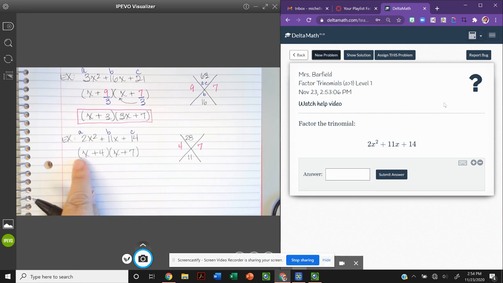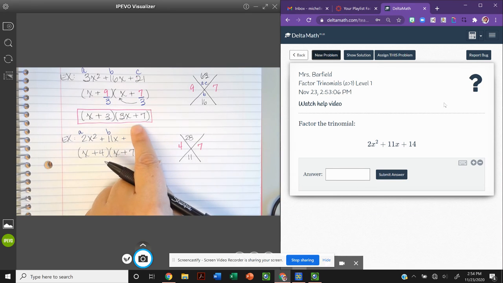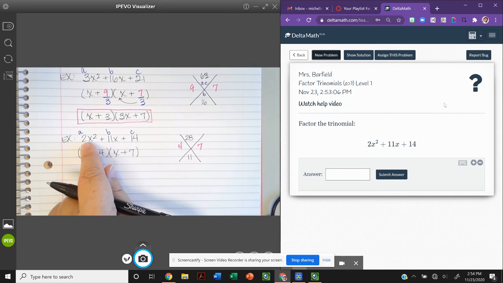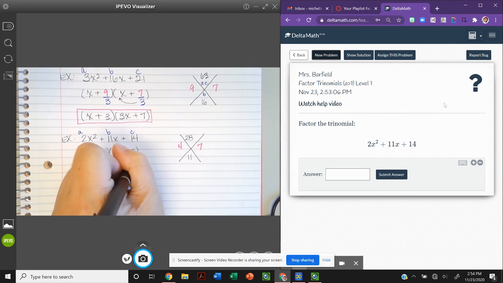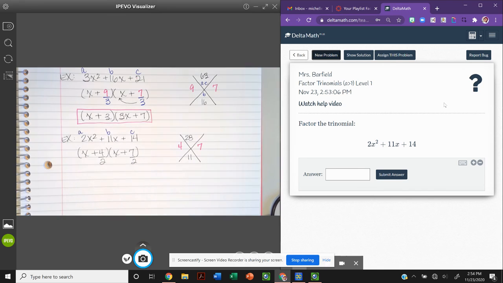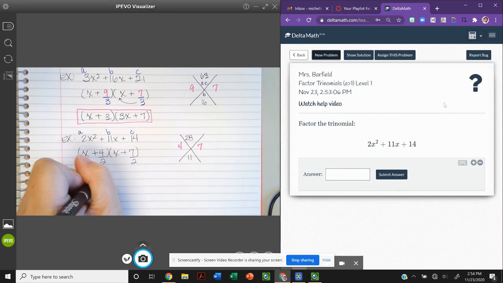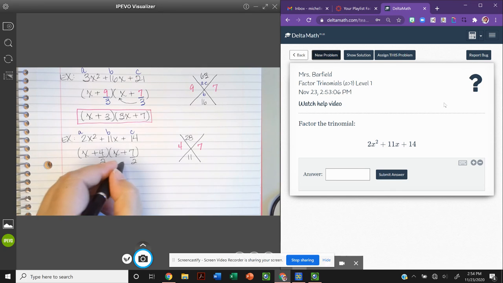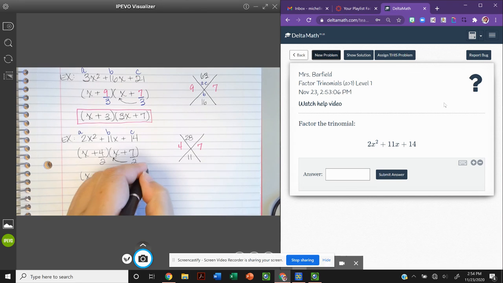So that's my first step. I'm not done. Okay? I have to undo the multiplication problem. I got to redo that to keep it balanced. So since I multiplied by 2, I'm going to divide by 2. So that gives me x plus 2. 7 divided by 2 is a decimal. So I'm going to slide it in front of the x. So 2x plus 7.